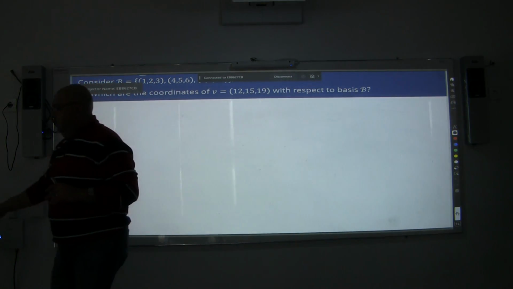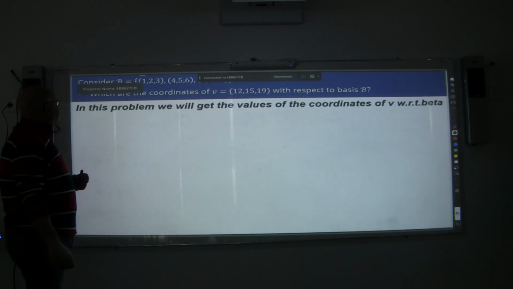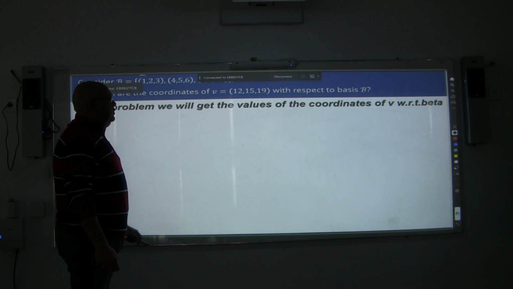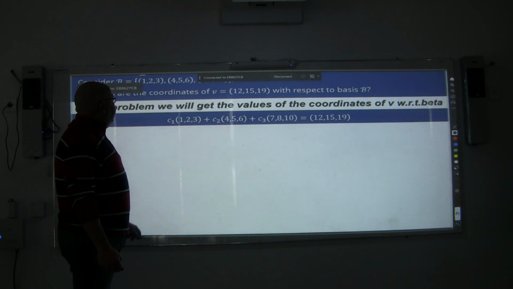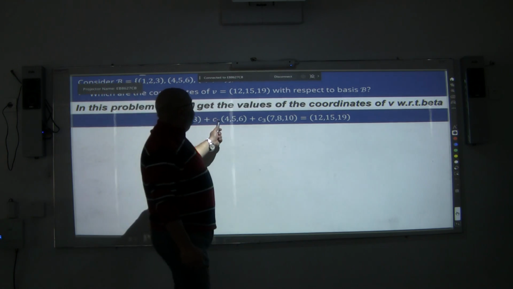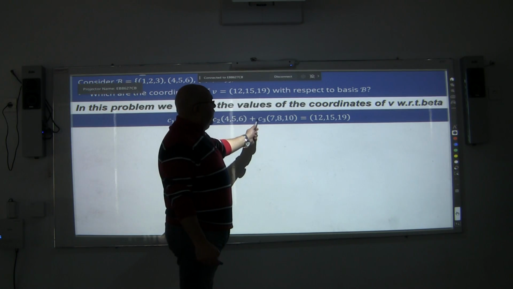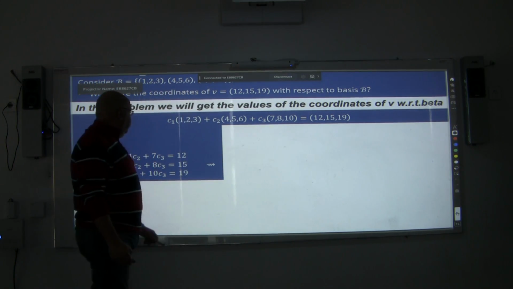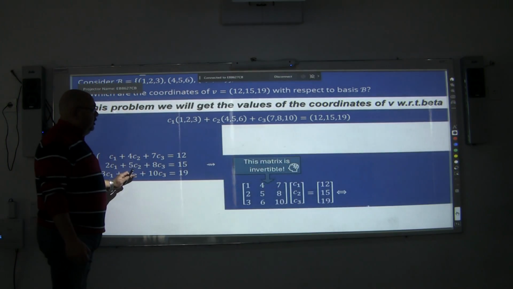Okay, so as I told you, once more, in this problem, we will get the values of the coordinates with respect to beta. So it's really very simple. This is C1 times (1, 2, 3), C2 times (4, 5, 6), C3 times (7, 8, 10), and it's equal to (12, 15, 19).